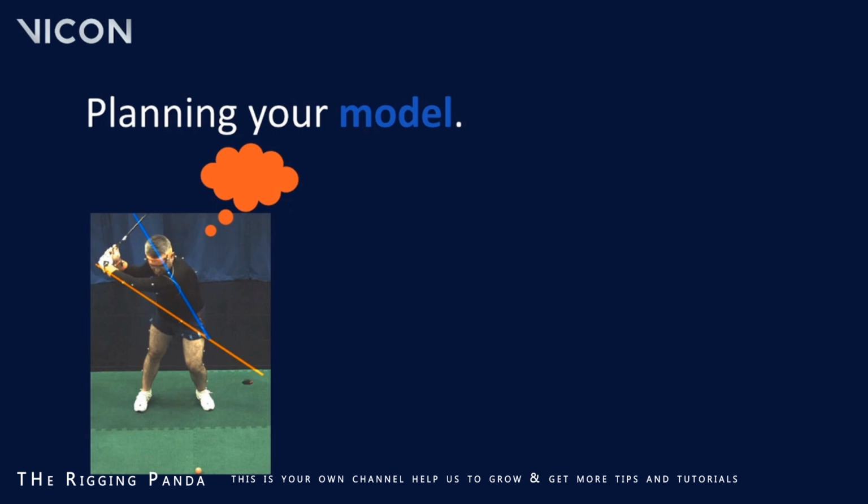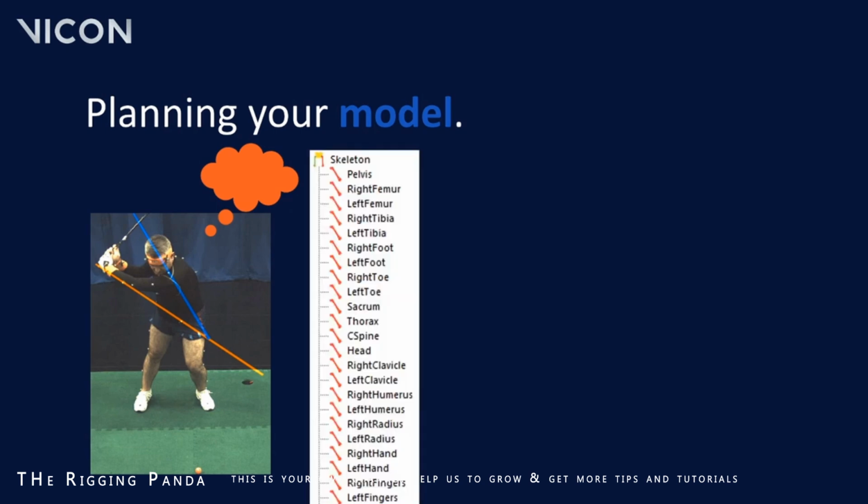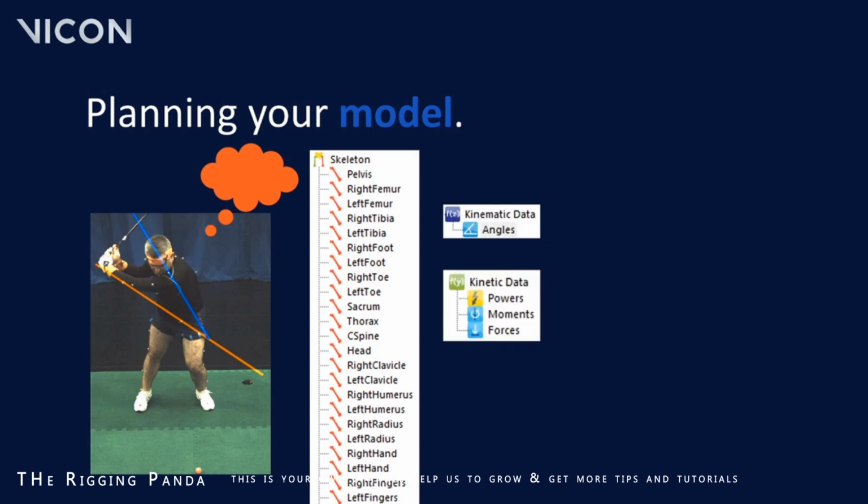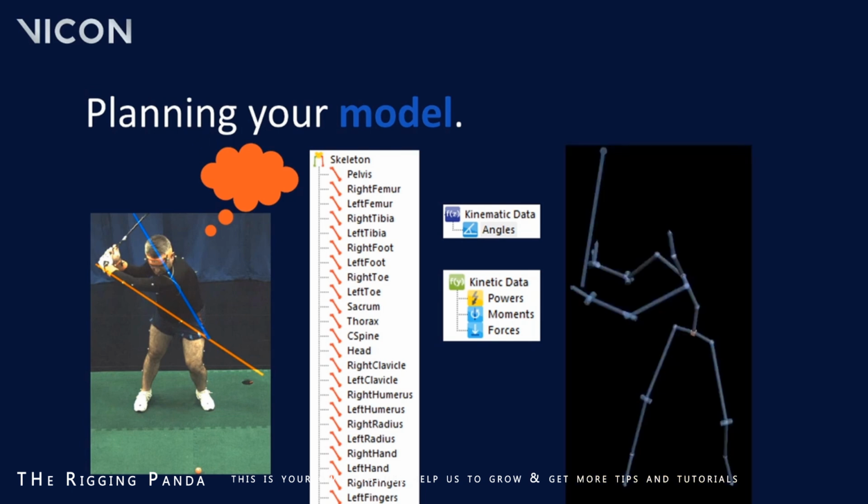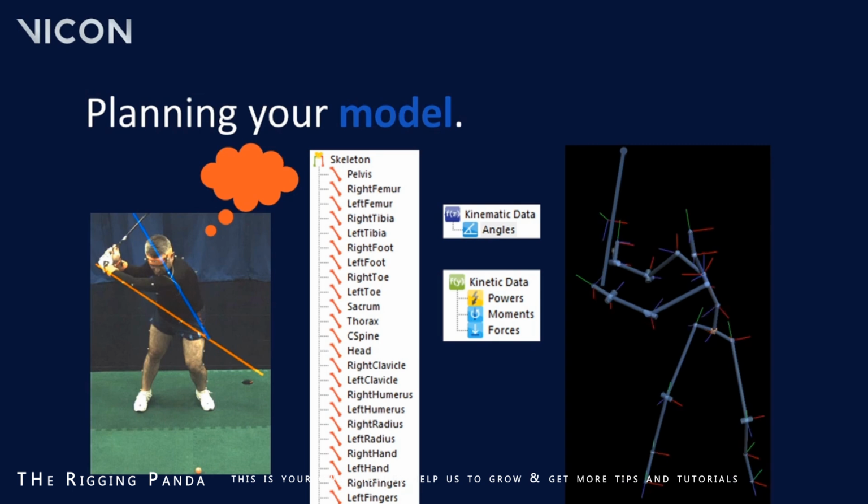The next few questions you will need to ask is, which segments do I need to model? What kinematic parameters do I need to calculate in the model? And what kinetic parameters do I need to calculate in my model? We will then draw a free body diagram, describe the rigid segments, and we will also describe the segment origins and orientation. And then finally, we will define our marker placement.